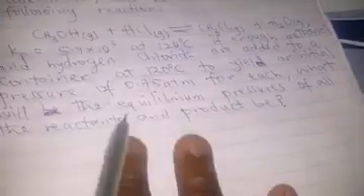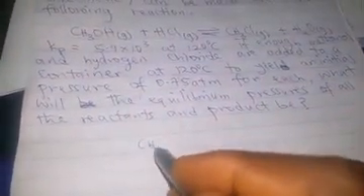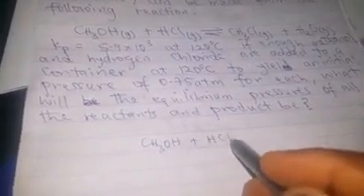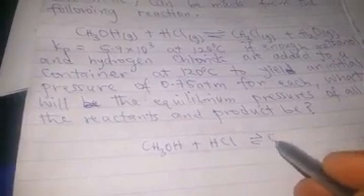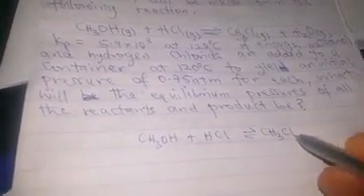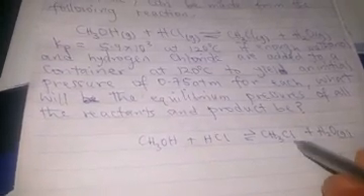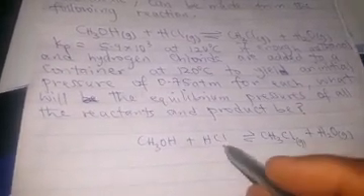Okay, so we go by the reaction. Here we have CH3OH reacting with HCl, giving us CH3Cl plus water. And you should note that they are all gases.